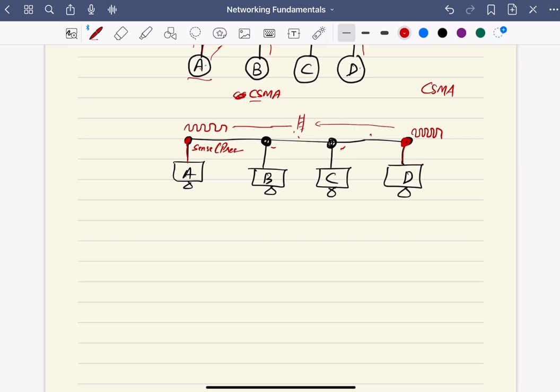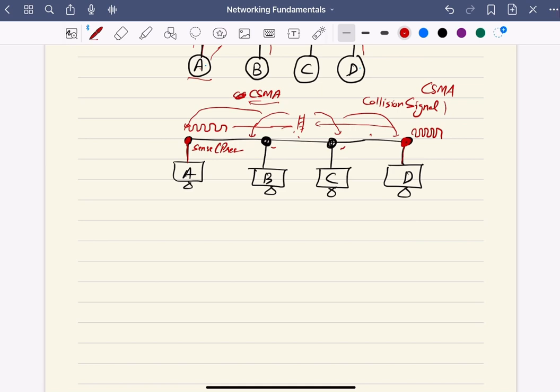There would be a collision. When there is a collision, all the workstations will get a collision signal. Collision signal means they get the idea that somebody's signals or traffic has collided. But the question is again the same. The CSMA idea was really good, but it does not avoid the collision. It does not detect whether there would be a collision or not.